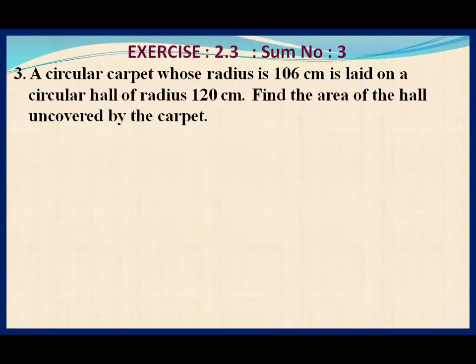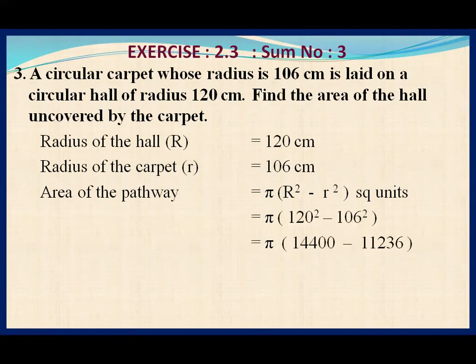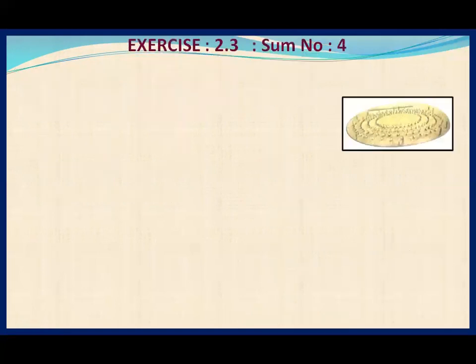A circular carpet whose radius is 106 centimeter is laid on a circular hall of radius 120 centimeter. Find the area of the hall uncovered by the carpet. So the radius of the hall is taken as the outer radius and the radius of the carpet is taken as the inner radius. Only then we can find the area of the hall uncovered by the carpet using the formula area of the pathway is pi into R squared minus r squared. So when you apply the given radius, you get 9,944 square centimeter, which is the uncovered land.